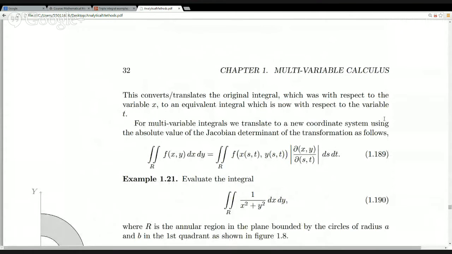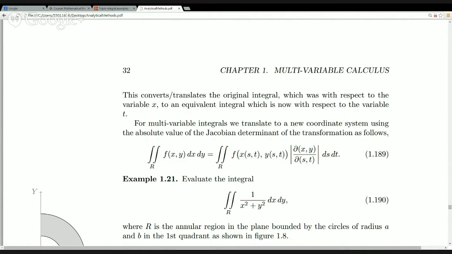Here we see an equation whose left-hand side is a double integral expressed in terms of the Cartesian coordinates x and y. In the setup to this equation, s and t were a new pair of coordinates for points in the plane. The integral on the right is taken with respect to the s and t coordinates, and the function f has been translated. In the first argument for f, we now have the function of s and t which gives you x, and in the second argument, the function of s and t which gives you y.